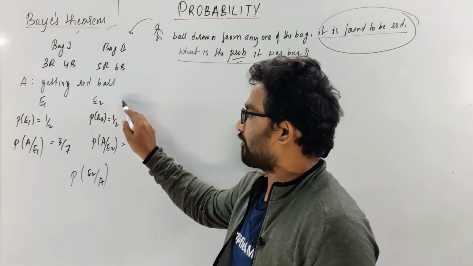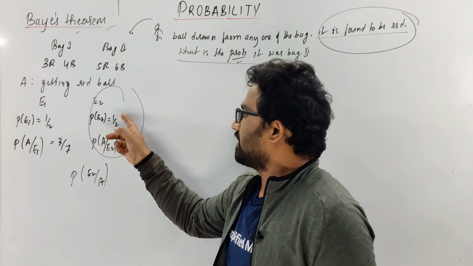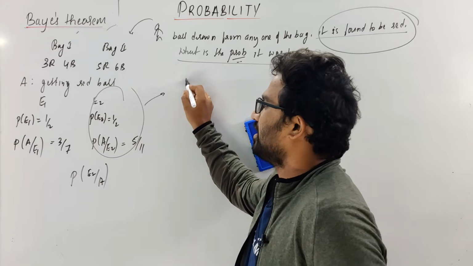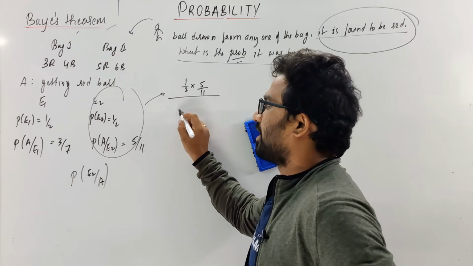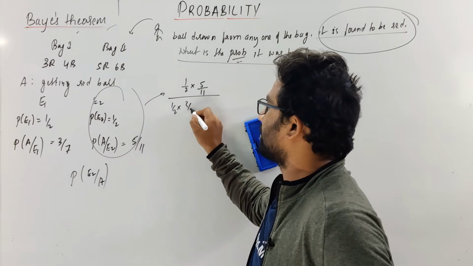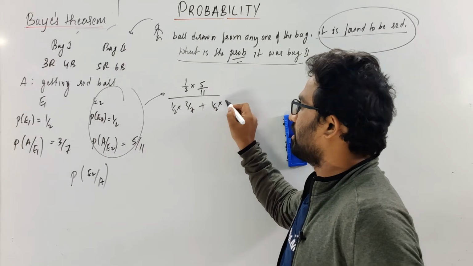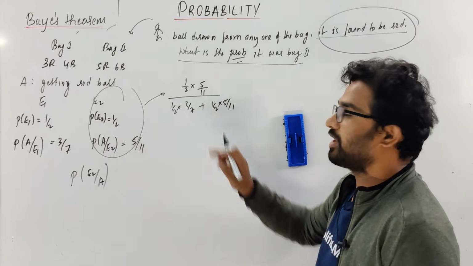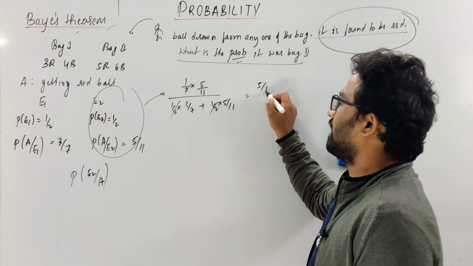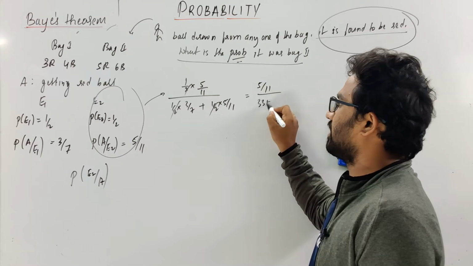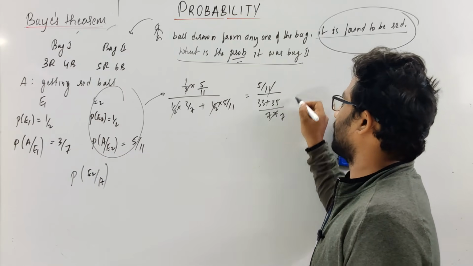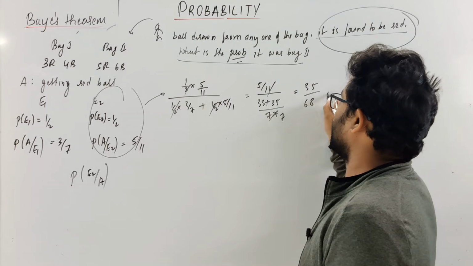What I told you, you have to find this. There are total 2 events, so this into this divided by the sum of these two. I'll write the direct answer: 1/2 into 5/11 divided by 1/2 into 3/7 plus 1/2 into 5/11. Don't multiply anything, because 1/2 is common and cancels. 5/11 gives 35 by 77 in the end, and so the answer is 35/68.